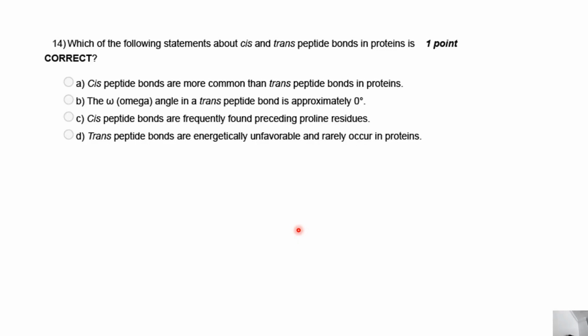Coming back to the question that we started with, the correct answer will be cis peptide bonds are frequently found preceding proline residues.